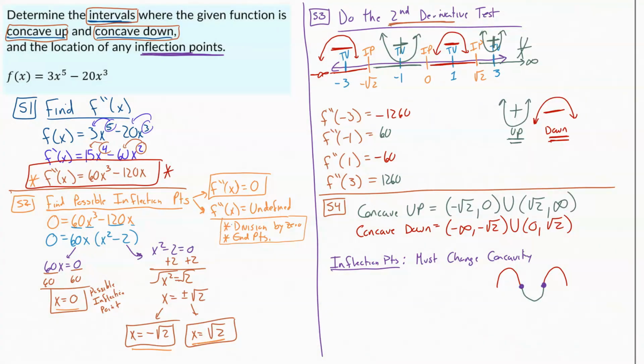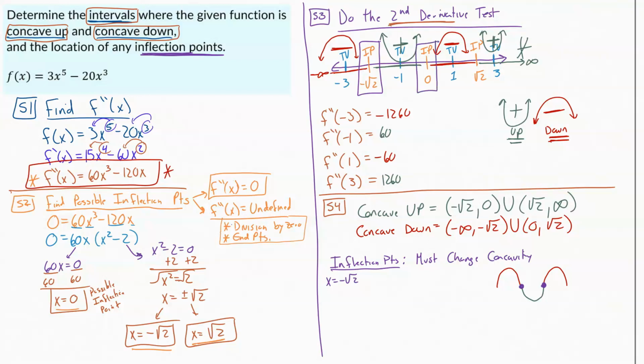And so looking at our chart, looking at our first possible inflection point, that negative square root of 2, I can see to the left of that it is concave down. To the right of it, it is concave up. So that is definitely going to be an inflection point at negative square root of 2. So we've got x equals negative root 2. It definitely changes concavity there.